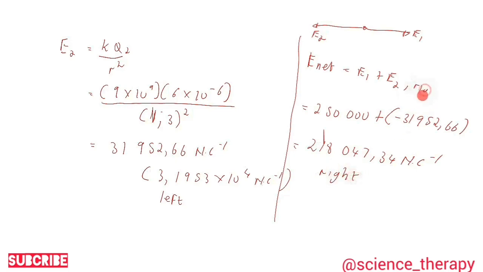So since now it comes out as a positive, we know the direction is right, because let's indicate we took right as positive, right? So since it comes out as a positive, that means it's going to the right. If you have it in scientific form, your answer should be something like 2.18 times 10 to the exponent of 5 newton per coulomb. Then still it's going where? To the right. So those are your values.